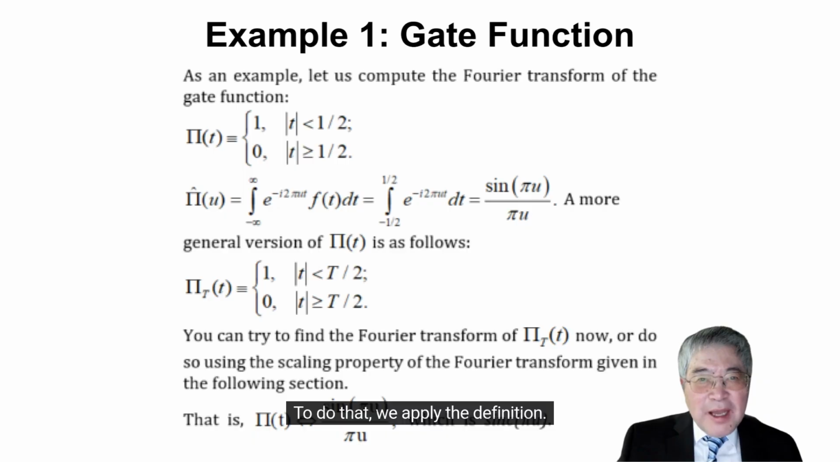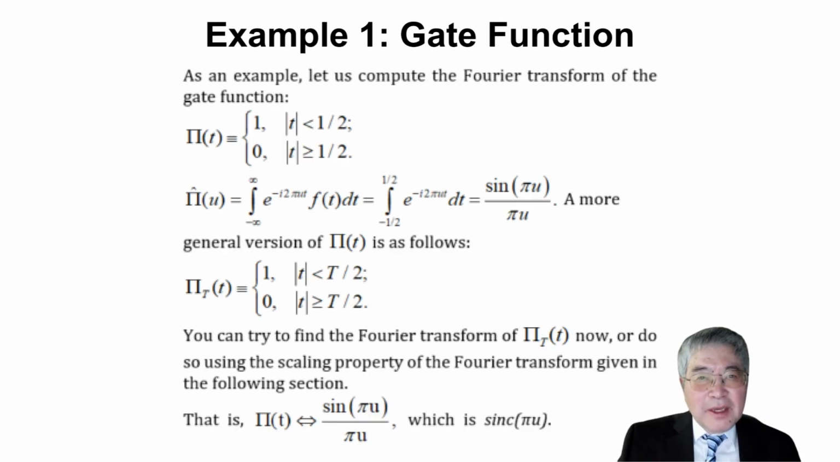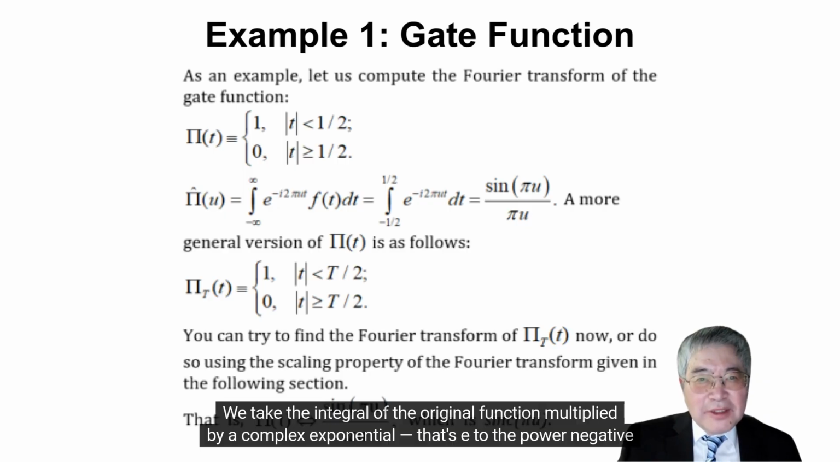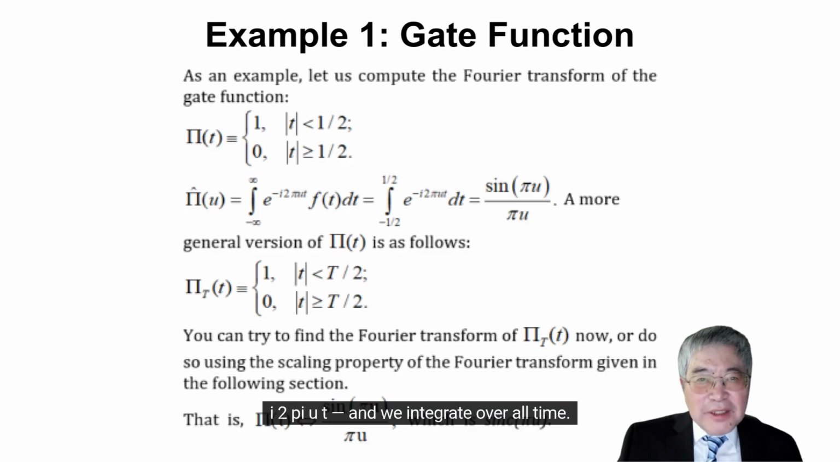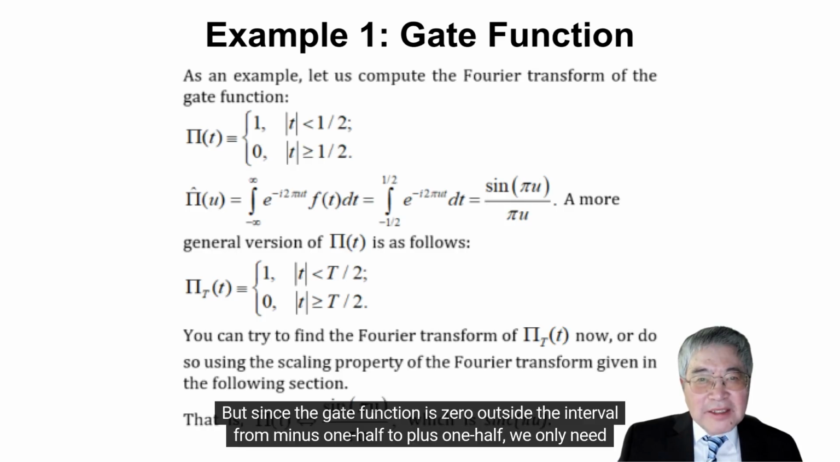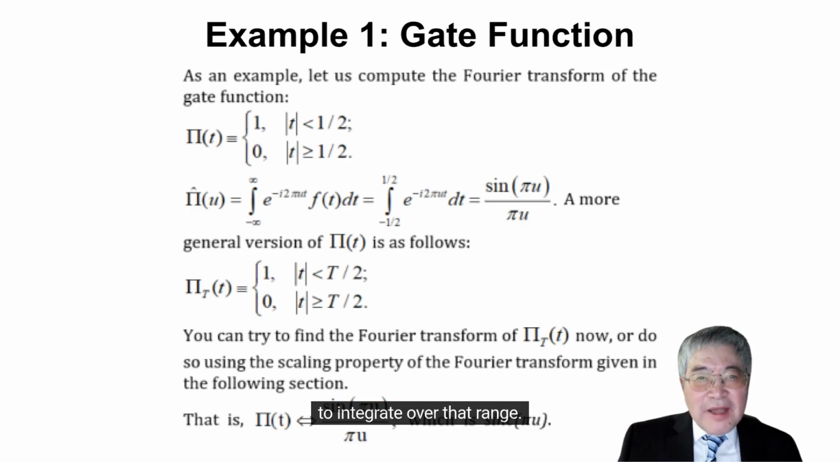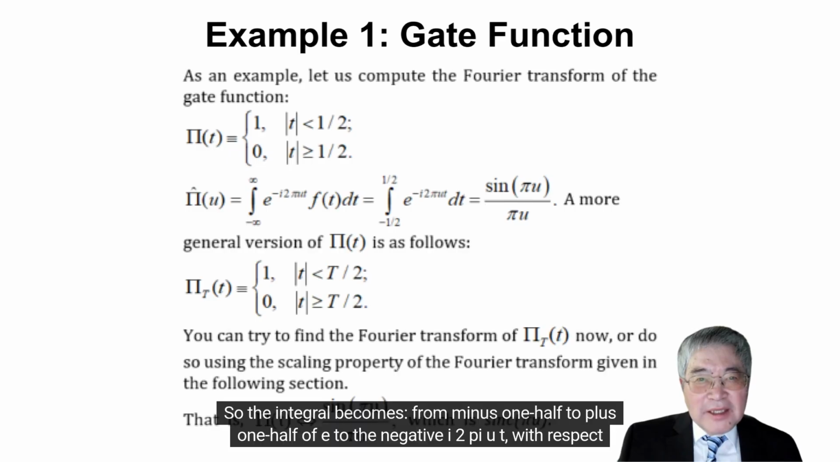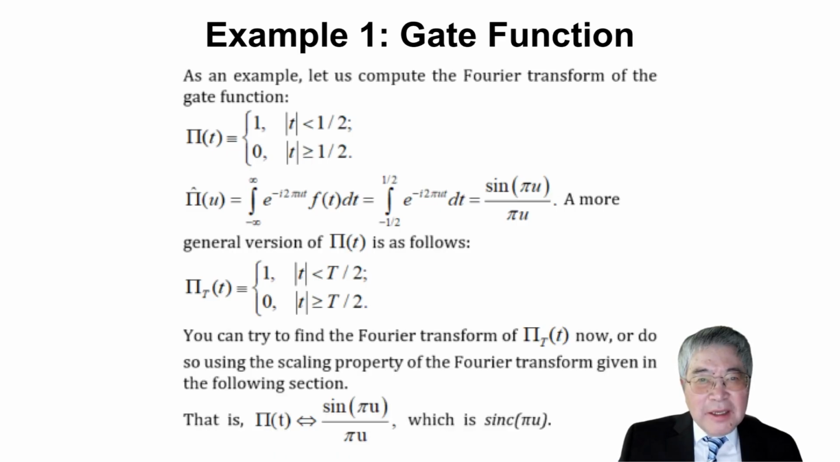To do that, we apply the definition. We take the integral of the original function multiplied by a complex exponential, that's e to the power negative i 2 pi u t, and we integrate over all time. But since the gate function is 0 outside the interval from minus 1/2 to plus 1/2, we only need to integrate over that range. So the integral becomes from minus 1/2 to plus 1/2 of e to the negative i 2 pi u t with respect to t.